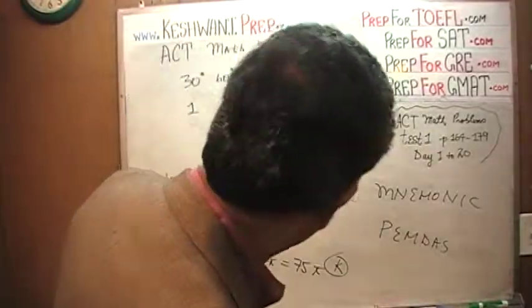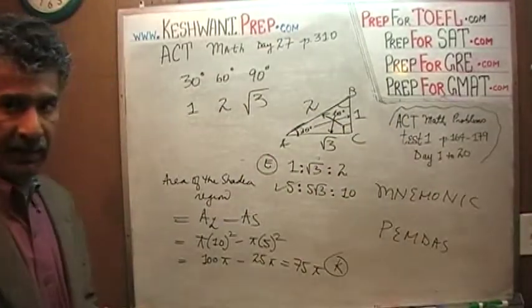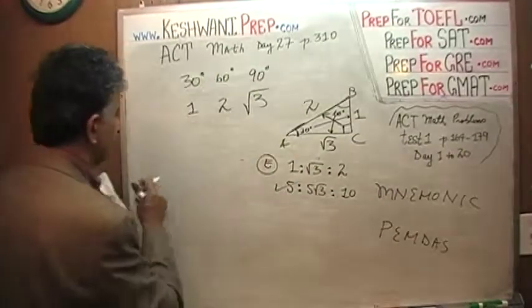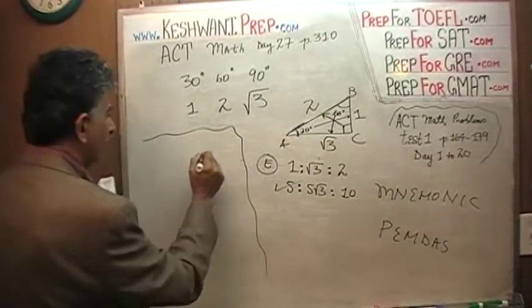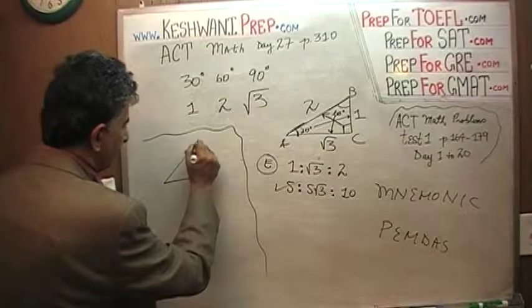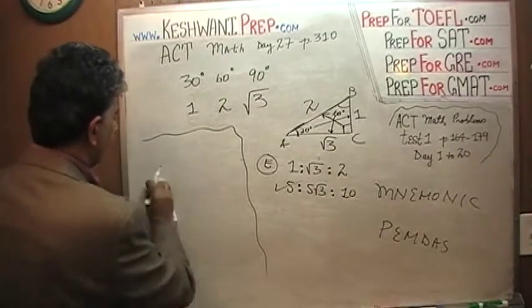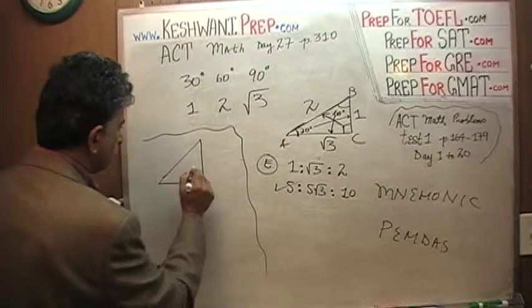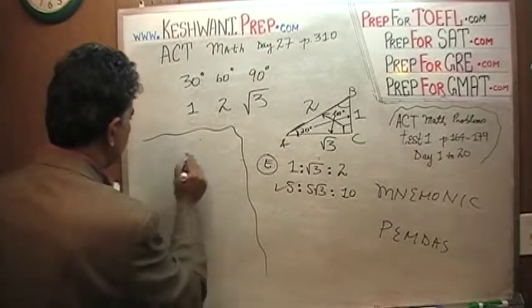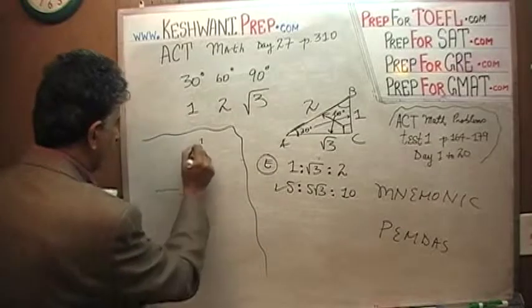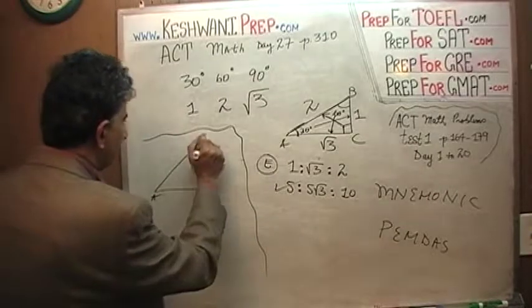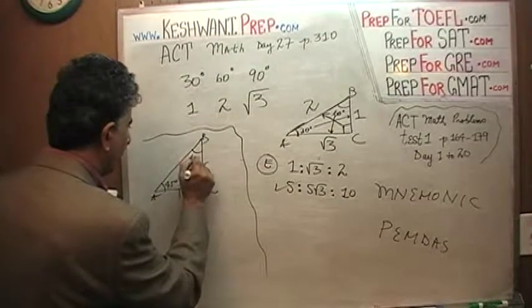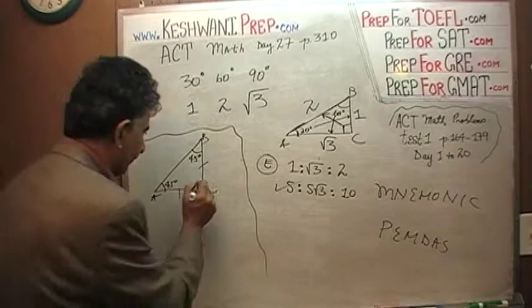Oh, by the way, if you want, I can give you very quickly the mnemonic device for a 45, 45, 90 triangle. Same exact system. Okay, watch what happens. In a 45, 45, 90 triangle, I can make them equal. There. A, B, and C. These two sides are equal. This is 45 and this is 45, and this of course is 90.